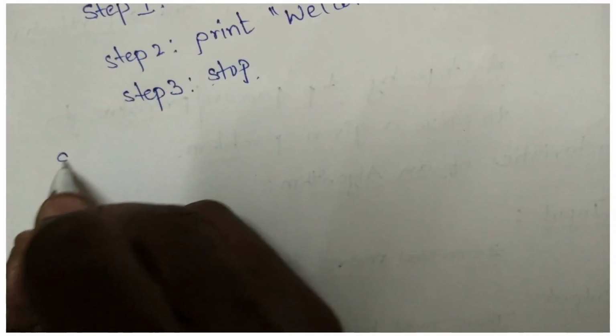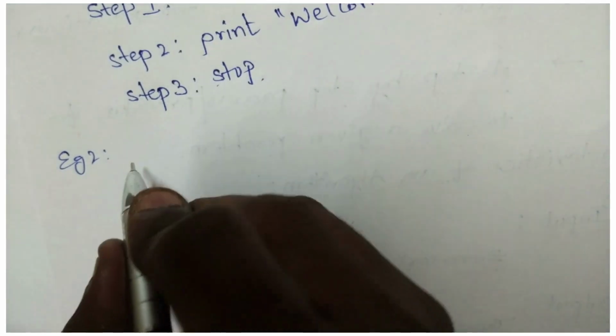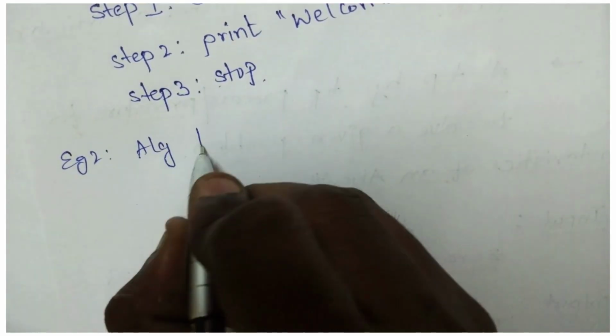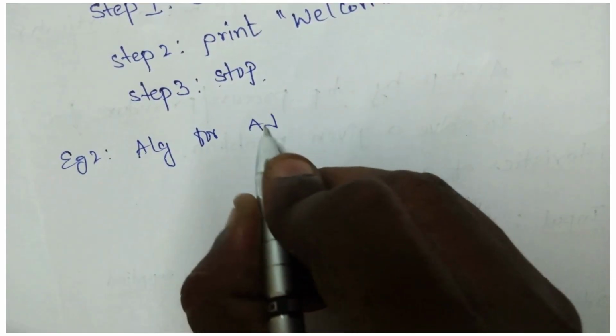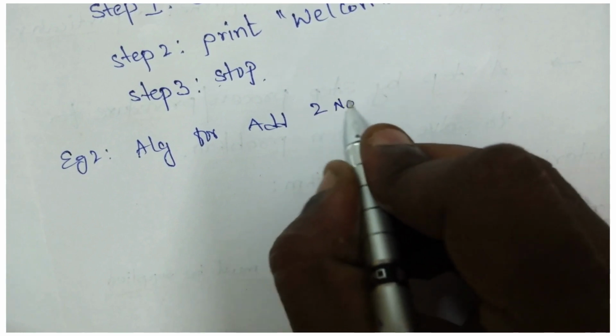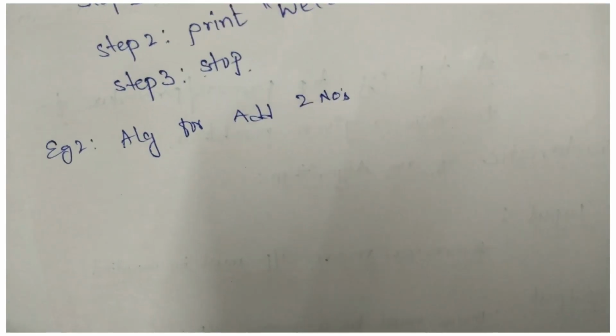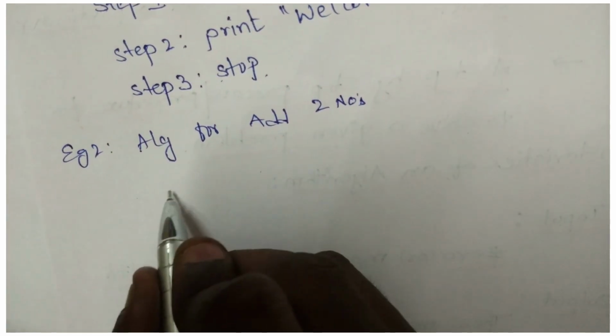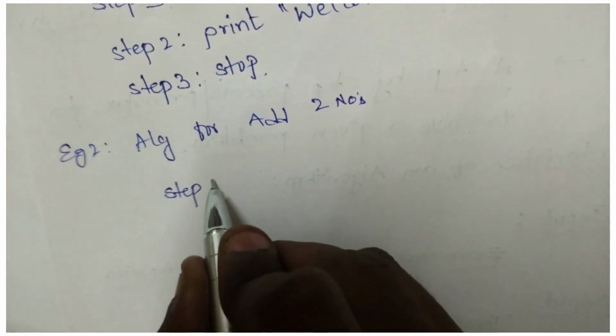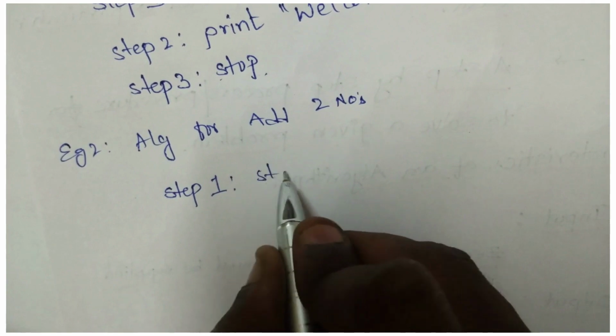Next, suppose for example 2, write an algorithm to add two numbers, right? We can add the two numbers with an algorithm. What is the procedure? First you write step 1. What is meant by step 1? You have to start, right?